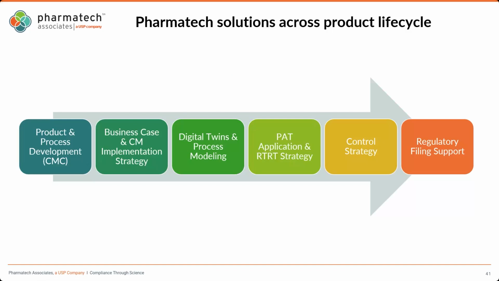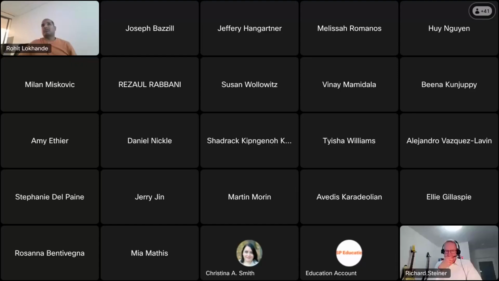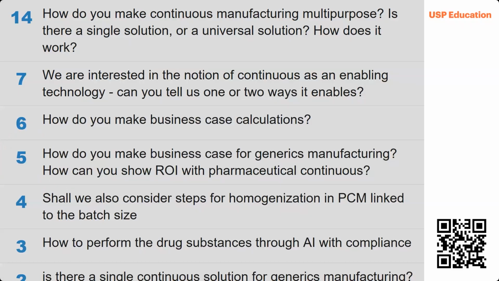Okay, so I see a question that says, how do you make continuous manufacturing multi-purpose? Is there a single solution? I think this is a very interesting question, and most of the industry has this kind of question when it comes to API continuous manufacturing. To be very honest, based on my experience, there is no universal solution available for API continuous manufacturing, because each chemical transformation is unique, and the requirements for each reaction are unique. So it's very difficult to have a universal solution.